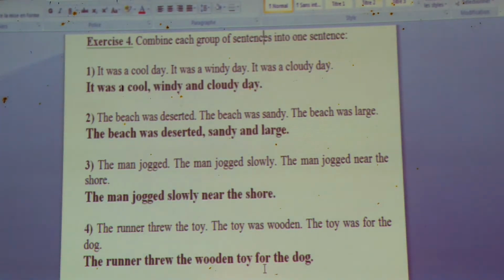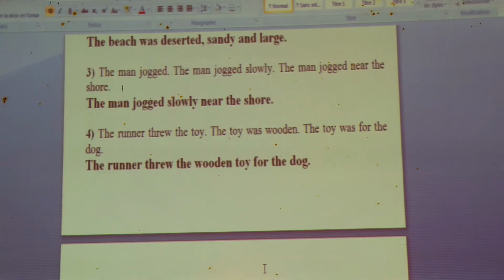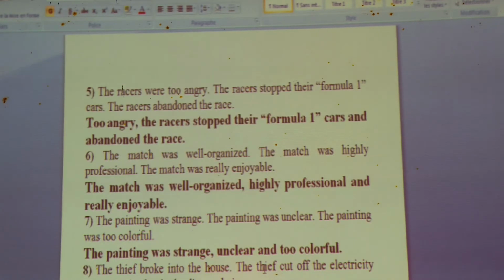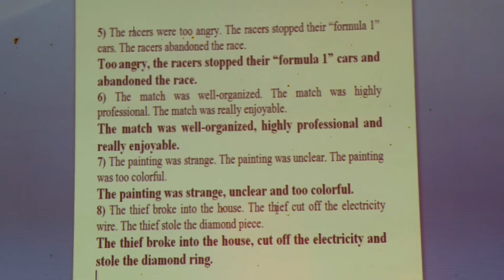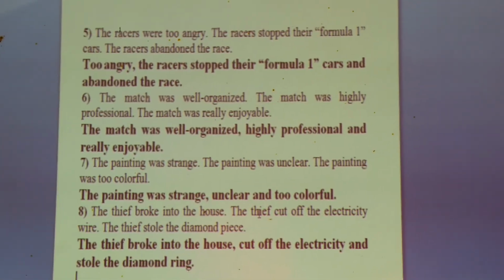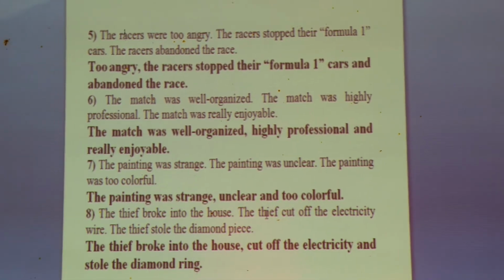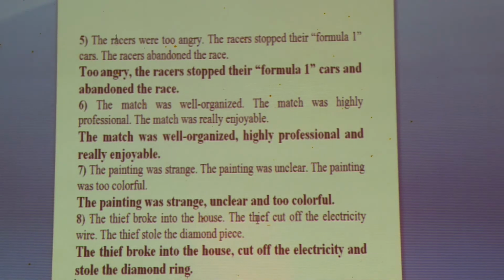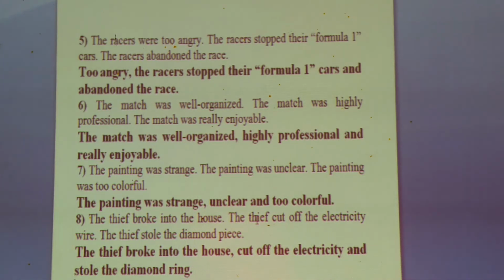Number 3. The man jogged slowly near the shore. The runner threw the wooden toy for the dog. Number 4. Number 5. Too angry, the racers stopped their Formula 1 cars and abandoned the race. Number 6. The match was well organized, highly professional, and really enjoyable. 7. The painting was strange, unclean, and too colorful. 8. The thief broke into the house, cut off the electricity, and stole the diamond ring. At every exercise, I want you to stop the video and write down the correct sentences.